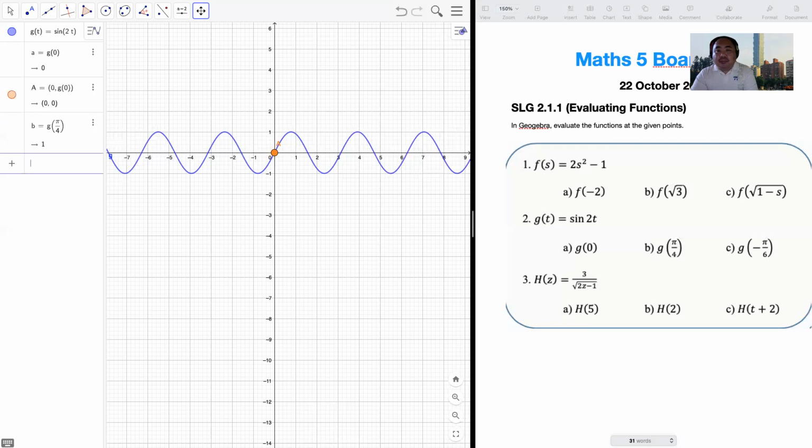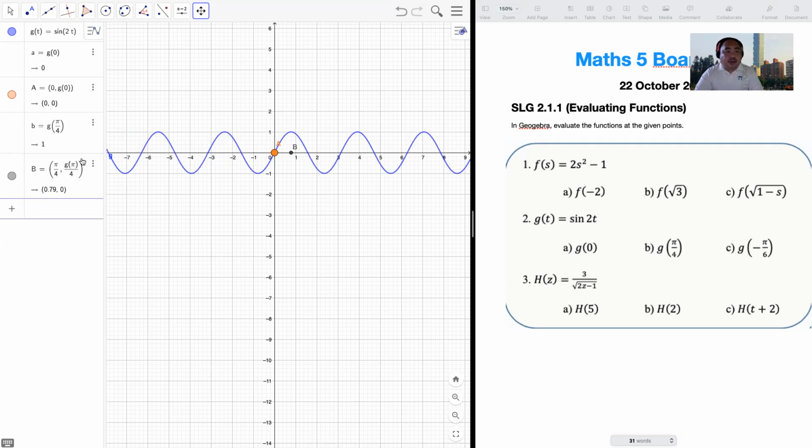Supposing you want to know the exact point, pi over 4, g of pi over 4. So let's see. Let that be point B. Point B is pi over 4, and g of pi over 4. And you will see there.